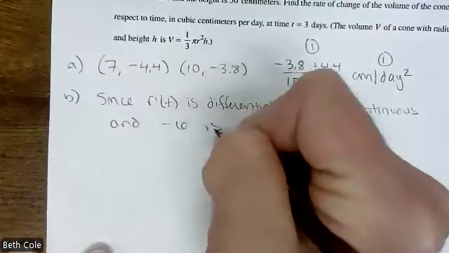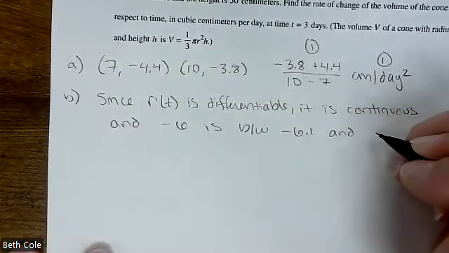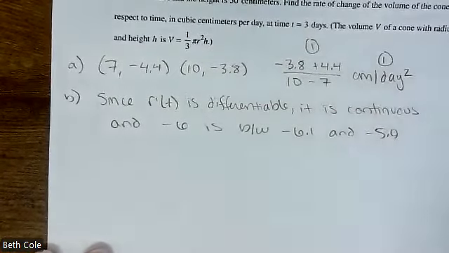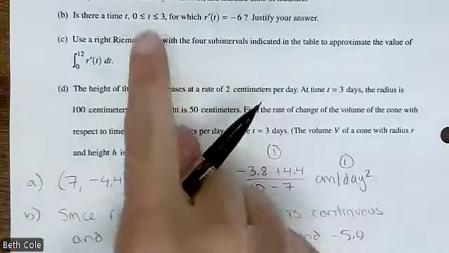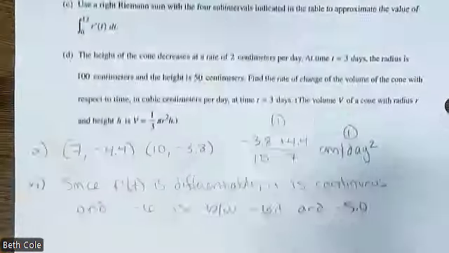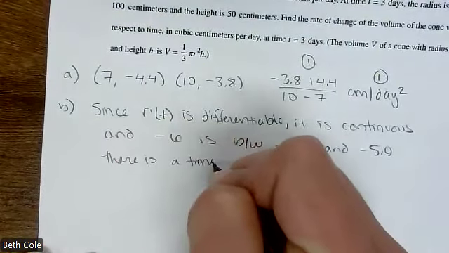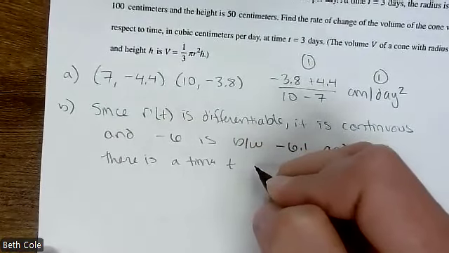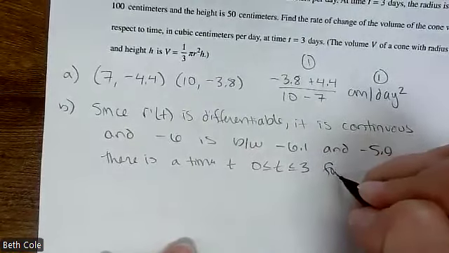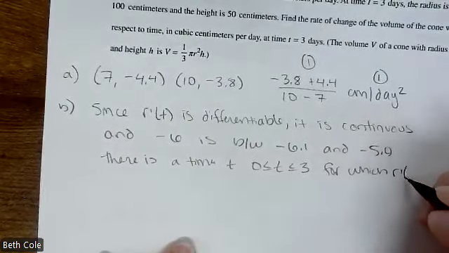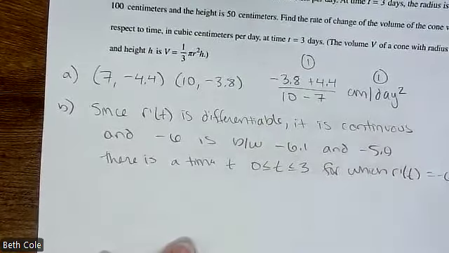And negative 6 is between negative 6.1 and negative 5.0. And then you repeat the prompt. I am just going to repeat what this says. Instead of "is there a time t," I'm just going to say there is a time t, 0 less than or equal to t, I'm just copying it, for which R prime of t equals negative 6 by IVT.